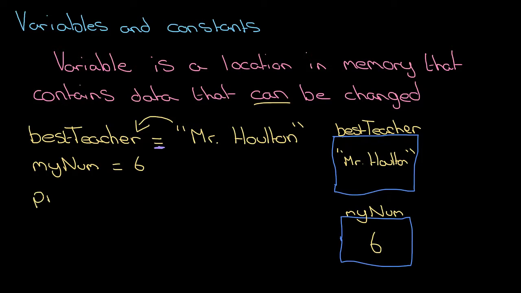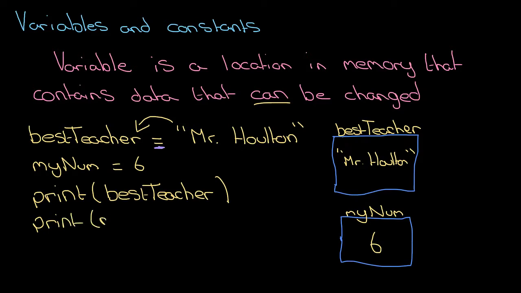Print, this word here, print, will print a variable to the screen. So print, let's do bestTeacher. So print bestTeacher. What is happening there? Print tells the computer that something wants to be printed to the screen. And then because you're using these words here, bestTeacher, you're going to use what's in this box. So that's going to be Mr. Holton. So the words Mr. Holton will appear on the screen. Likewise, if I do print myNum like this, then you are going to get, and you guessed it, the number 6 printed to the screen.